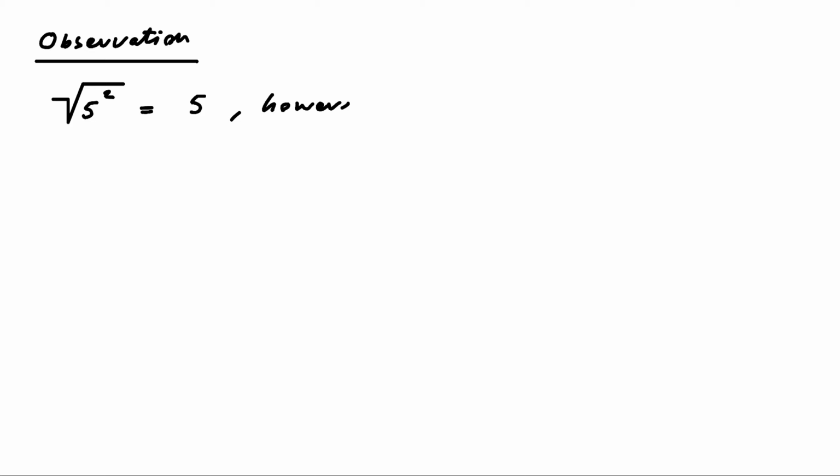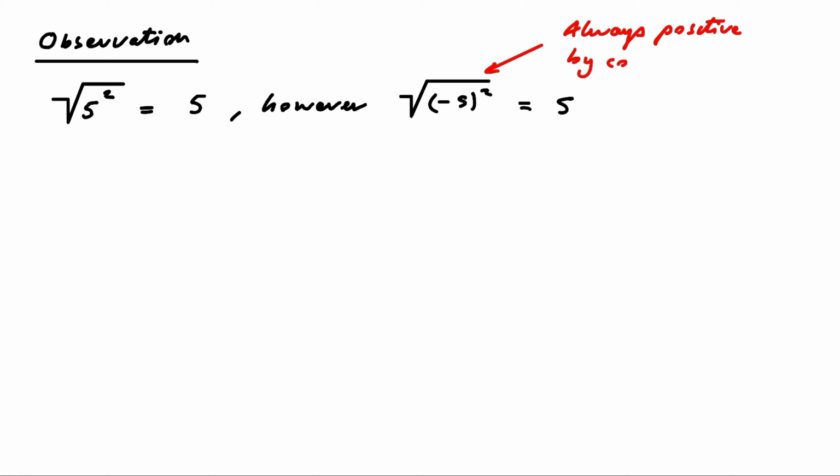However, what happens if I did it with minus 5? If I took minus 5 and I squared it, what do I get? Minus 5 times minus 5 is 25. Oh goodness, it's back to 5. Remember, this square root notation is always positive by convention. That's the decision we made when we were thinking about exponents. So this is not equal to minus 5.